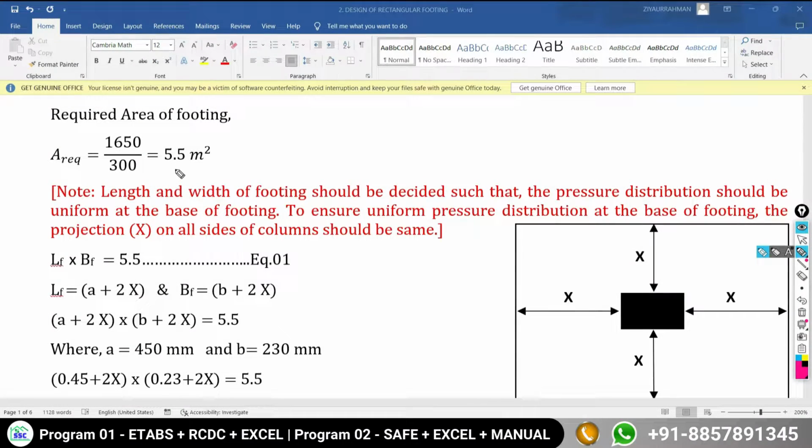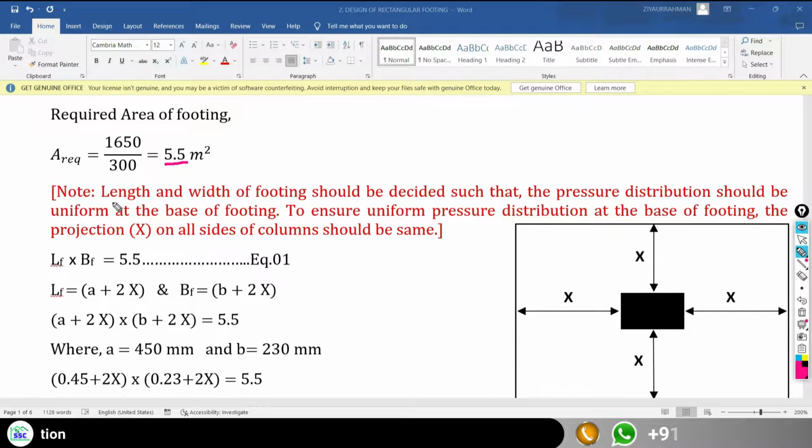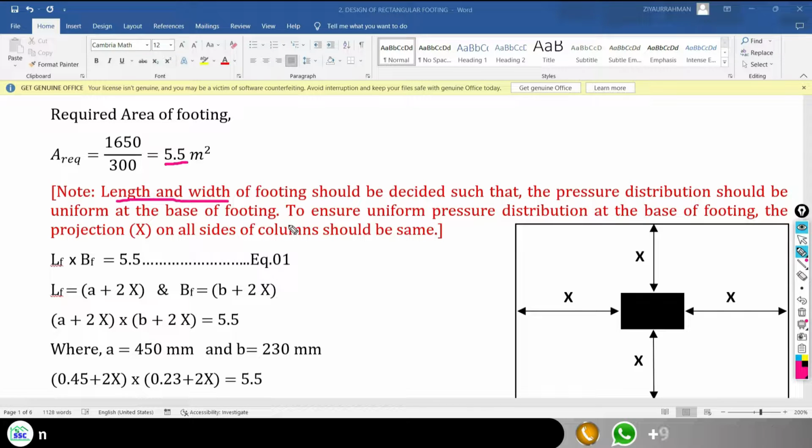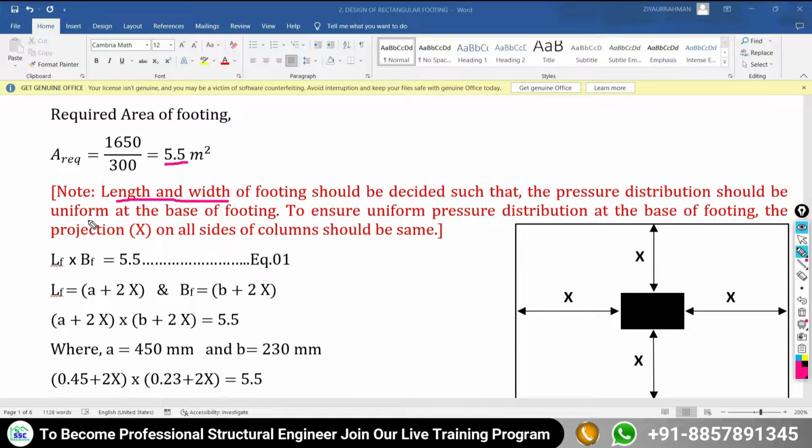With respect to the demand of area of footing as 5.5 meter square, we need to decide the length and width of the footing. But here the note has given that the length and width of the footing should be decided such that the pressure distribution should be uniform at the base of the footing. So try to understand why it is recommended that the pressure distribution should be uniform, and another thing, how you can ensure that your pressure distribution at the base of the footing will be uniform.